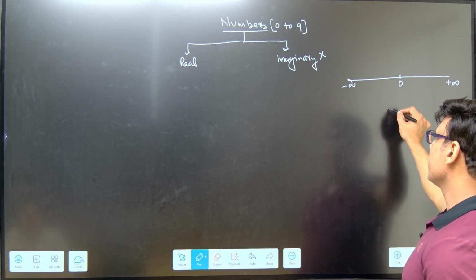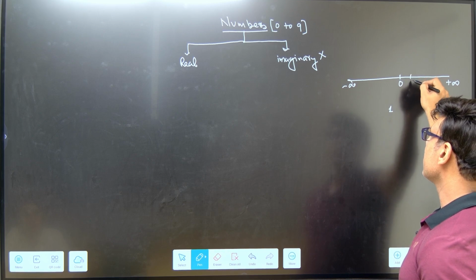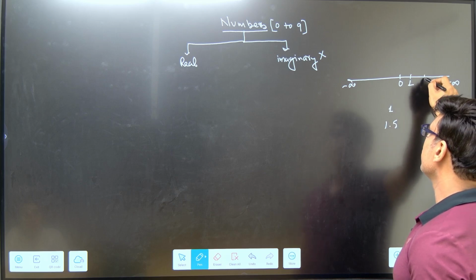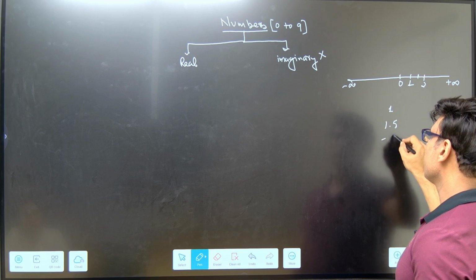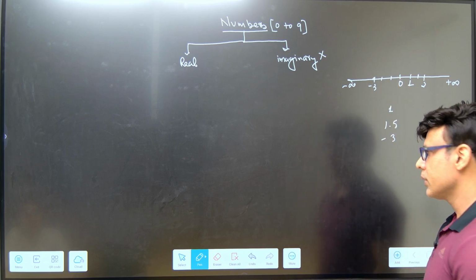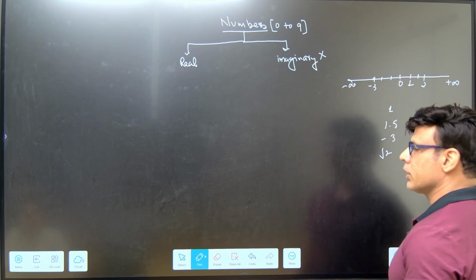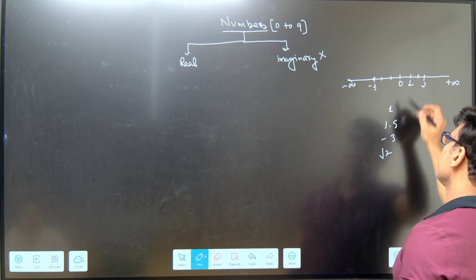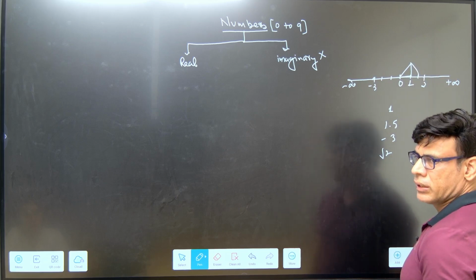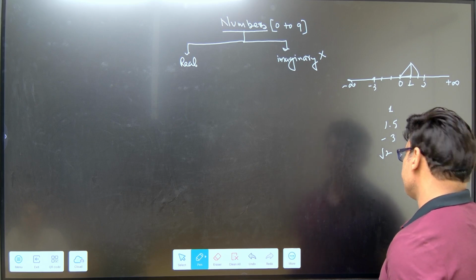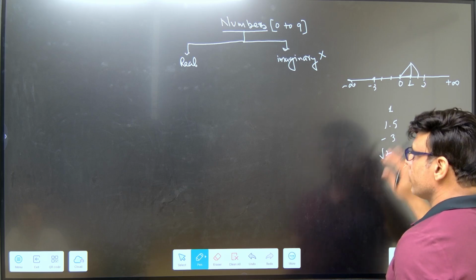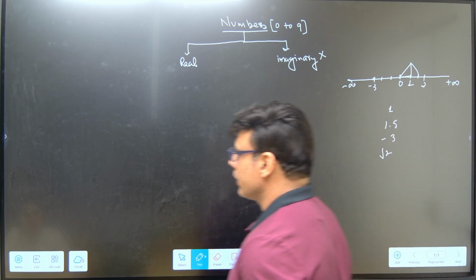If I ask you, can you place 1? Yes, go to 1 and place it there. Can you place 1.5? Yes, between 1 and 2, exactly at the midpoint. -3, yes: -1, -2, -3. We can place all the numbers. In fact, you can also place root 2 on this number line. To place root 2, you go 1 unit, draw the projection of this, and that is how you place root 2. You don't have to get into this; you just need to know what real numbers are.